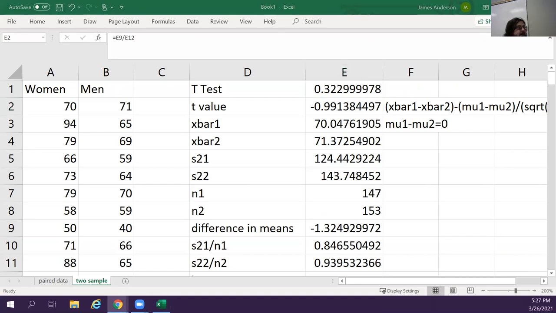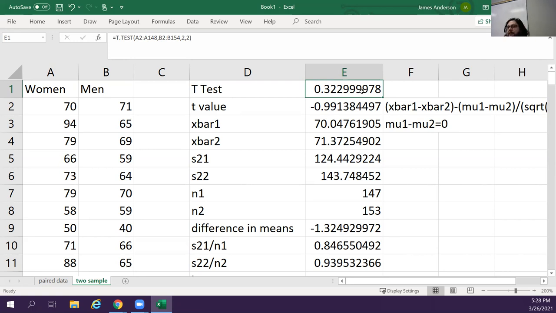Let me look at the answer. Yes, that is what the answer is. And from here, once again, you just go back and find the p-value. If you don't want to go to the t-table, this is where this tool is really helpful, because you don't have to go to the t-table. You could just use that and it does the work for you. So I would suggest that, because those tables are annoying.